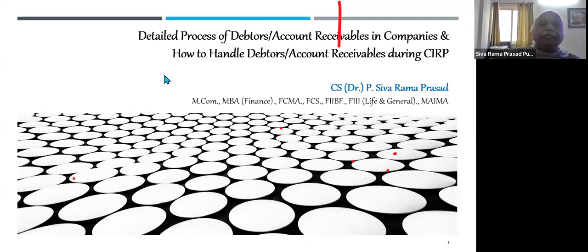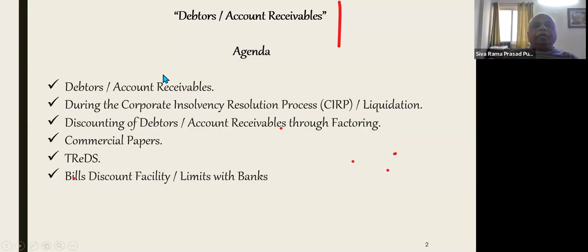Now coming to the subject, I will discuss debtors or accounts receivables or bills receivables. And the second one is how to handle the debtors or accounts receivables during CIRP or liquidation. That also I will discuss. Discounting of debtors or receivables through factoring. The factoring services are also there.